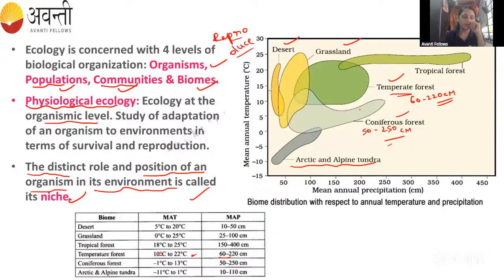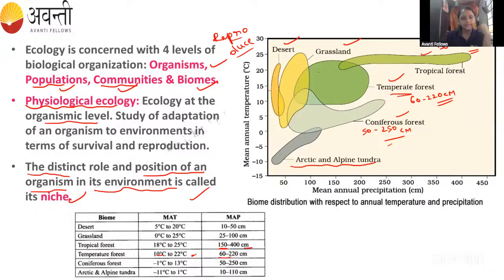Then coming to the tropical forest, the tropical forest has the highest temperature and the highest rainfall. So that's why we can see the great diversity of species in the tropical rainforest, because the temperature is in a good range, and it rains every day of the year. So the tropical rainforest has a good amount of rain and also the temperature. Here you can see 18 to 25 degrees Celsius, not less, not high. And also 150 to 400 centimeter rainfall.